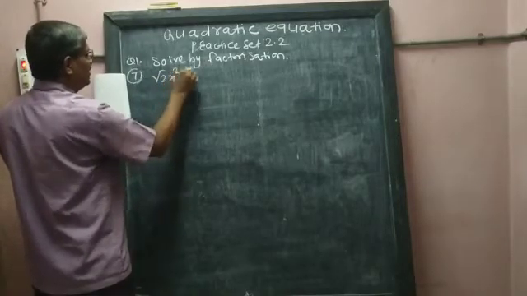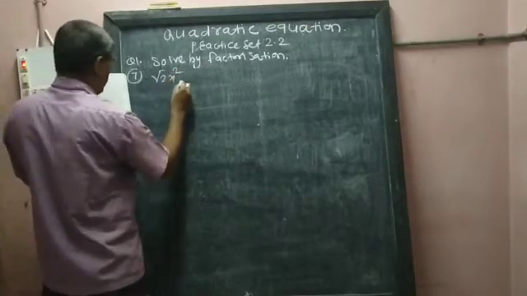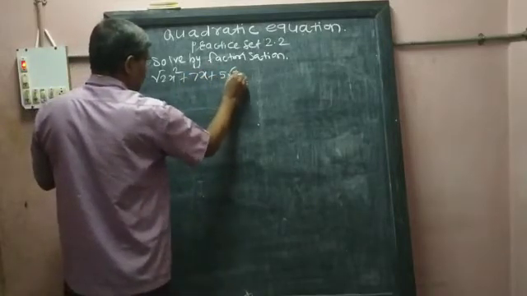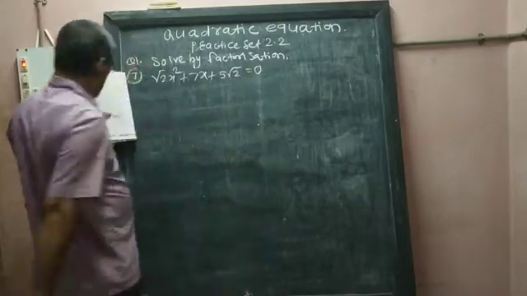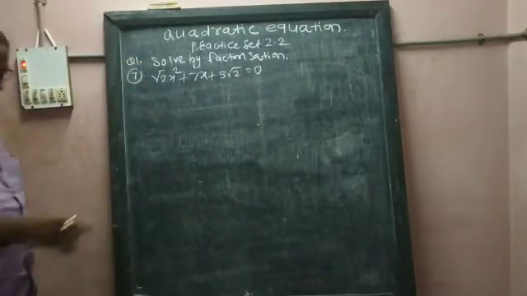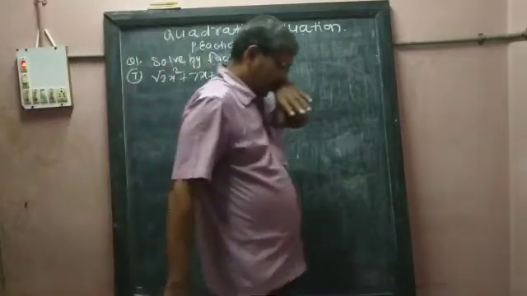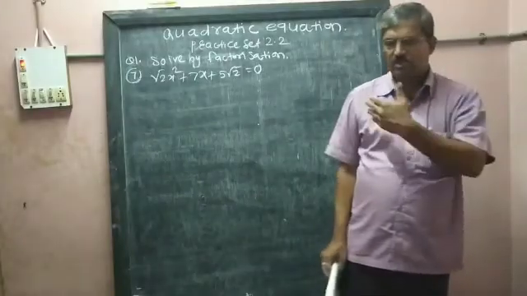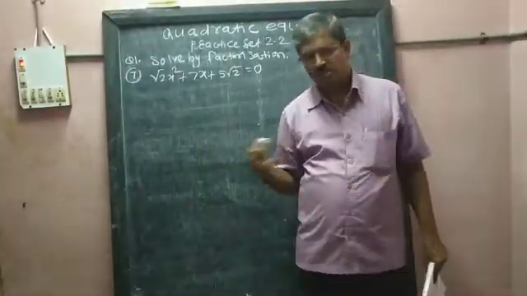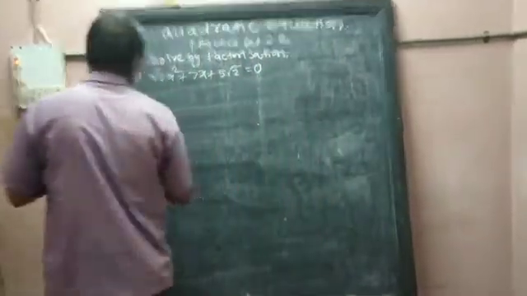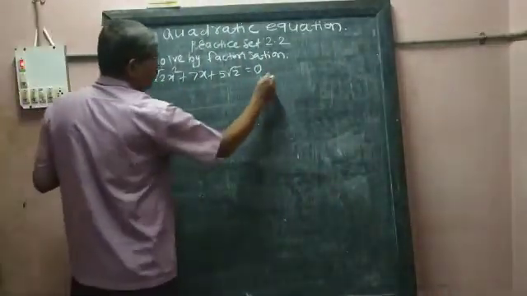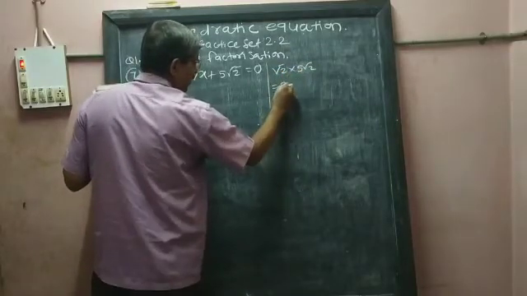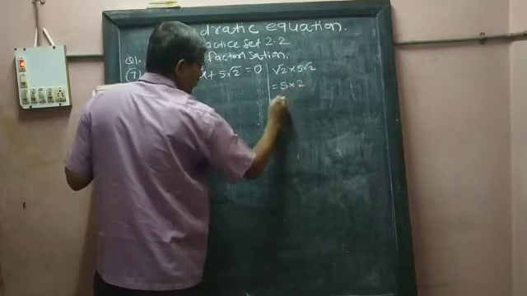Such activities are asked: root 2 x square plus 7x plus 5 root 2 is equal to 0. Solve by factorization. You may write this question carefully. I am going to solve it in such a way that you will understand such difficult questions. Now please see here, root 2 into 5 root 2 means what will happen? 5 into root 2 into root 2 is 10.